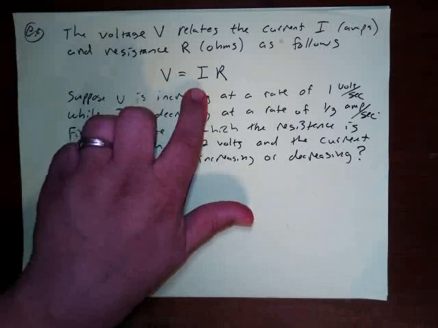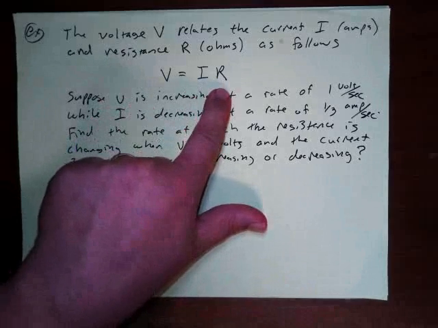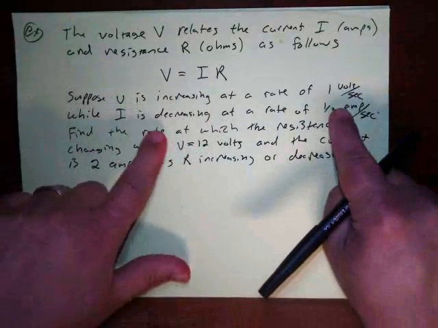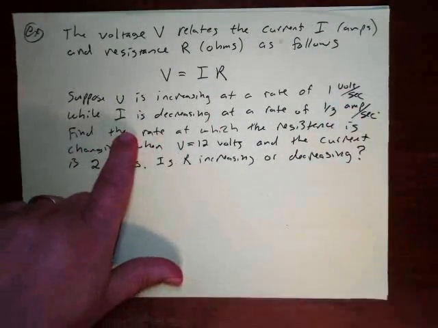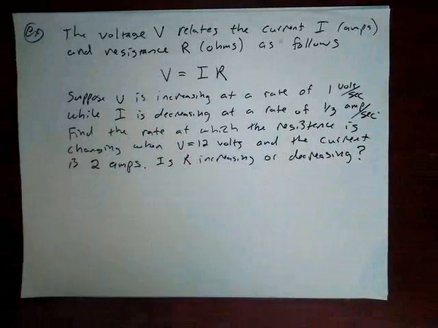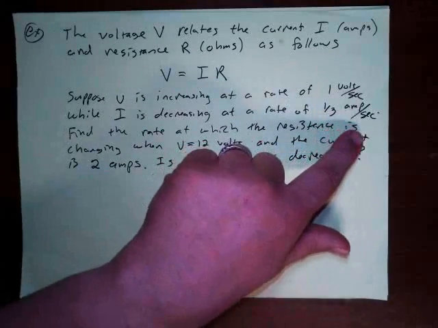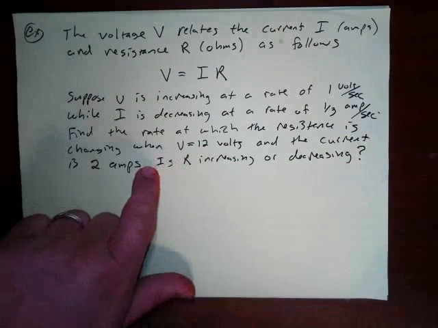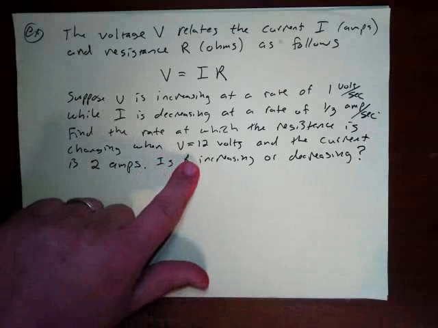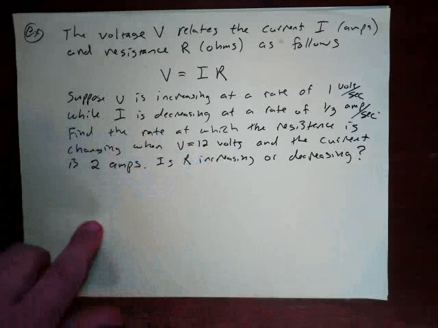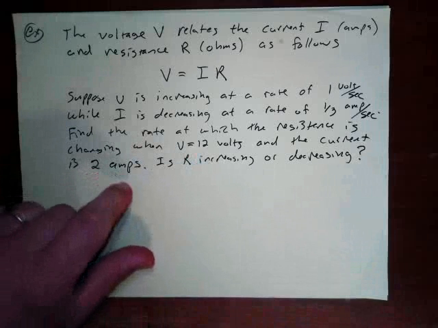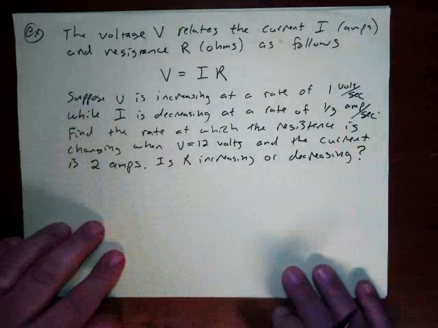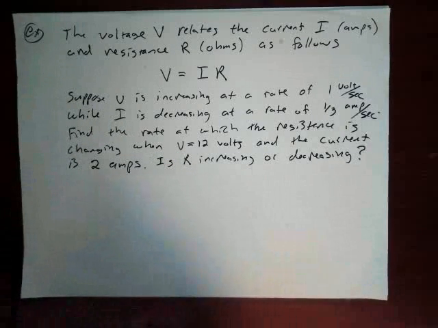So the current is given in amps, the resistance is given in ohms. And we're told that the voltage is increasing at the rate of 1 volt per second, while the current is decreasing at a rate of 1/3 amp per second. And so then it wants us to find the rate at which the resistance is changing when the voltage is 12 volts and the current is 2 amps. Okay? And then it wants to know, is the resistance increasing or decreasing at this point?